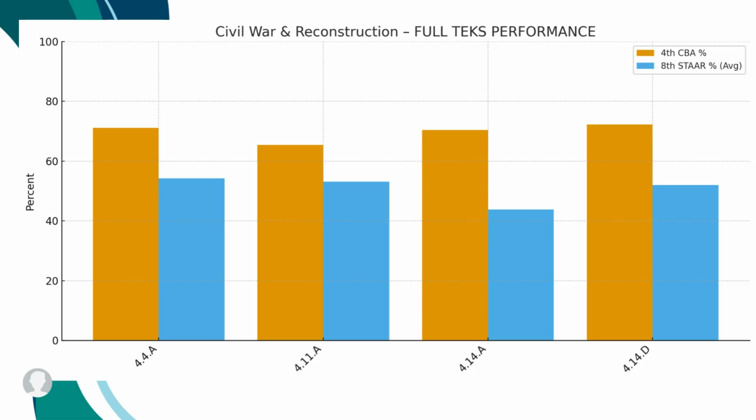This graph gives us a clear visual of where performance dips. We can see the most significant one in 4.14A, which is patriotic symbols and landmarks. And understanding these dips helps us target instruction now.